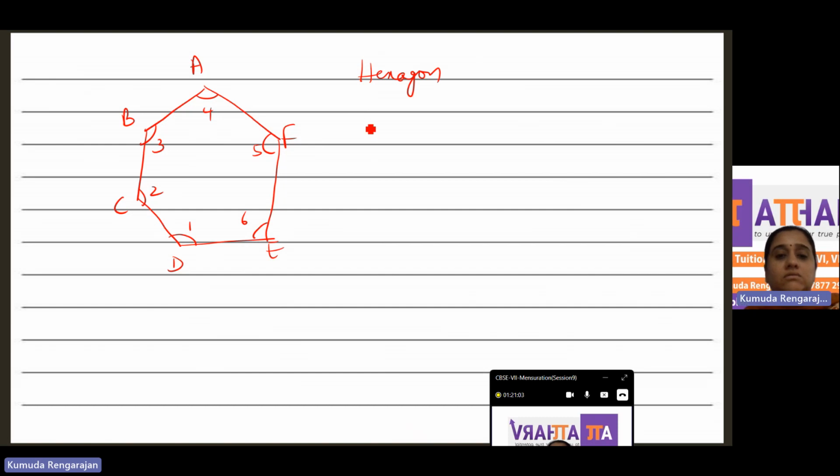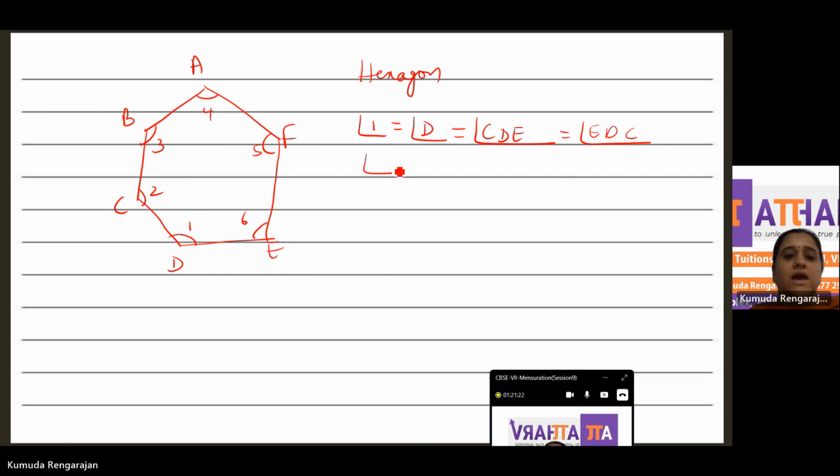Now, angle 1 is equal to angle D. It also can be written as what? CDE or EDC. EDC. Very good. Angle 2. Then when? Angle C. Also angle BCD. DCB. Correct. Next.